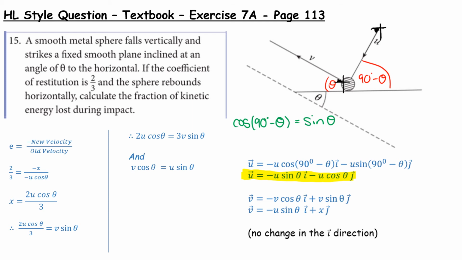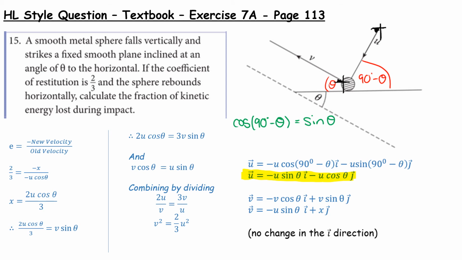However, the easiest thing to do is actually to simply divide the first one by the second one. And we end up with the cos theta cancelling, the sine theta cancelling, and we end up with 2u divided by v is equal to 3v divided by u. We can then work out v squared is equal to 2/3 u squared. And that's important because what they've actually asked us is about kinetic energy.